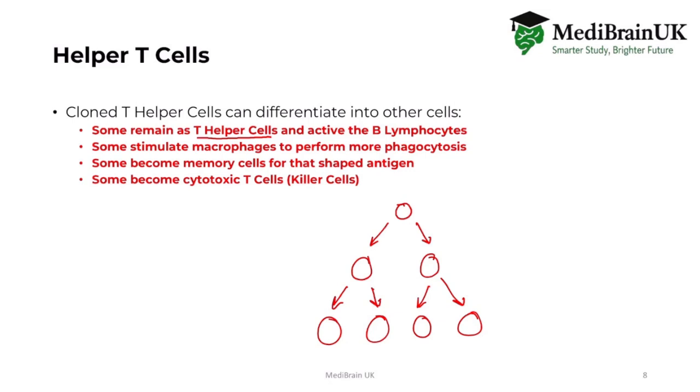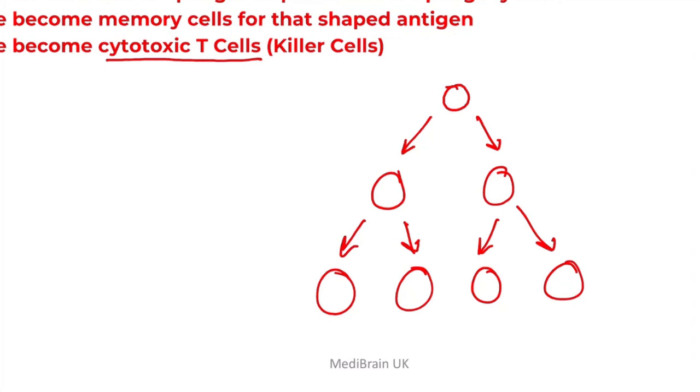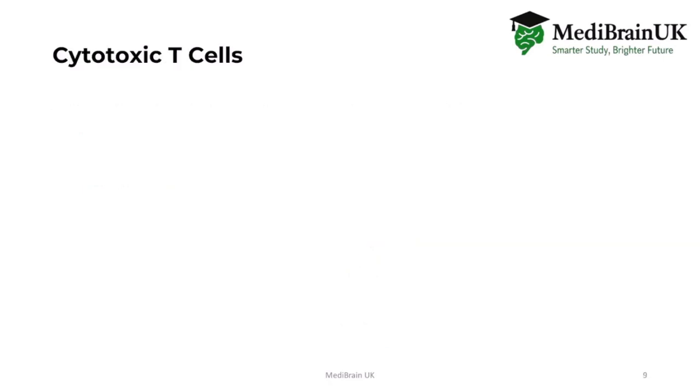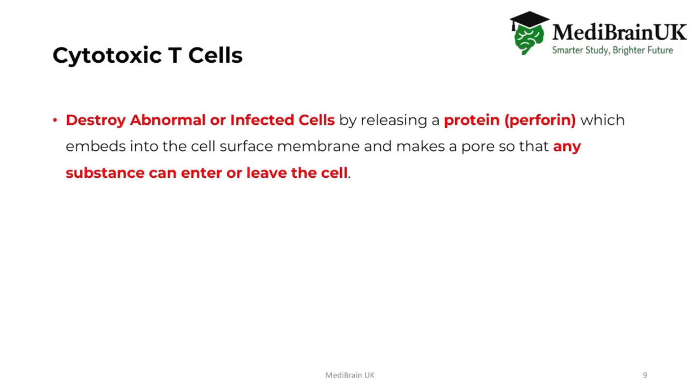What we're going to look at now is cytotoxic T cells. As you can see, some of the T helper cells become cytotoxic T cells. Cytotoxic T cells are killer T cells. Their job is to kill the pathogen which has caused damage in your body. There's going to be some pathogen lurking around your body, and it needs to get rid of all those pathogens and all the infected cells within your body. So cytotoxic T cells destroy abnormal or infected cells.